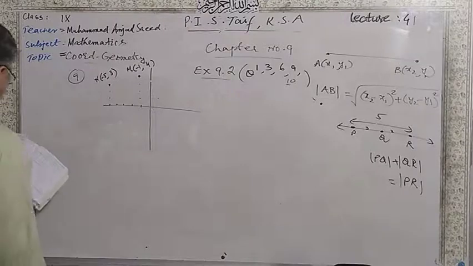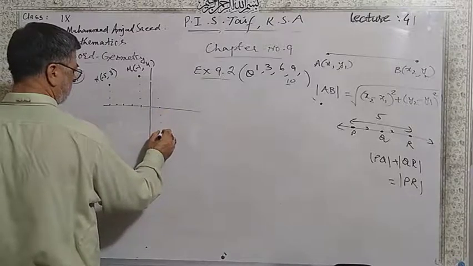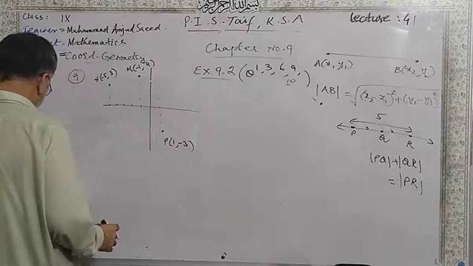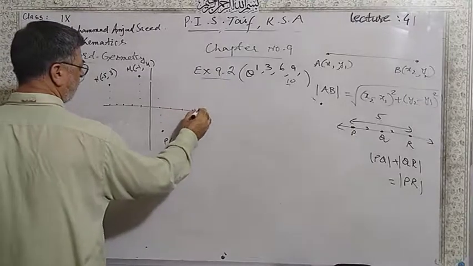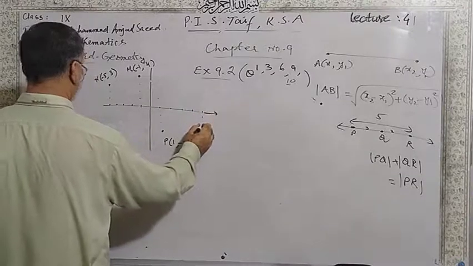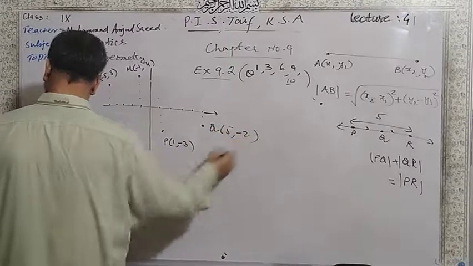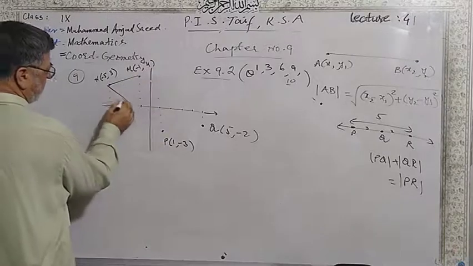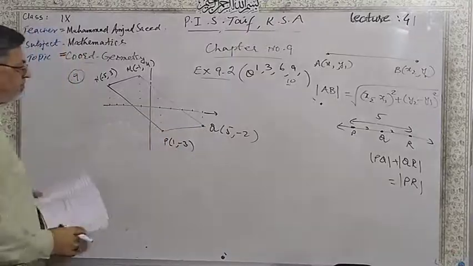P is (1, -3) and Q is (5, -2). We have to prove that these are the vertices of a parallelogram.